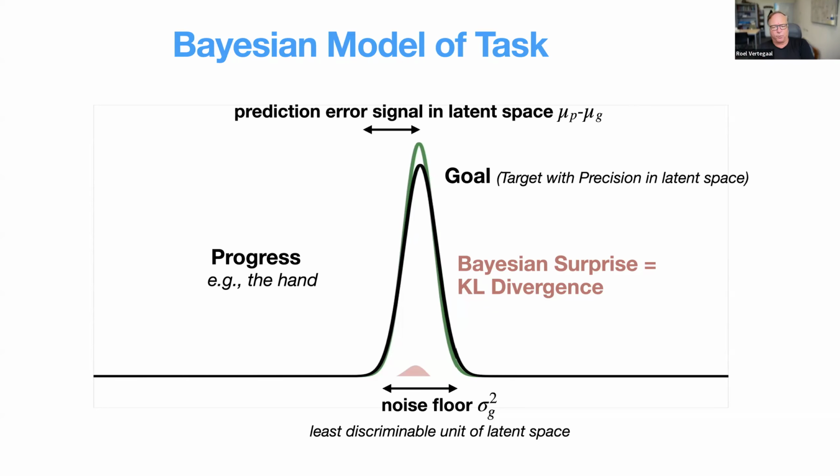This is a noise floor. It's a standard deviation or a variance of the goal. This is not necessarily the same size as the entire goal distribution, and we'll get to that in a second. But think of it as the least discriminable unit of latent space. It sets the translation between the pixels in space and the bits in your mind. And we'll get to that in a bit.